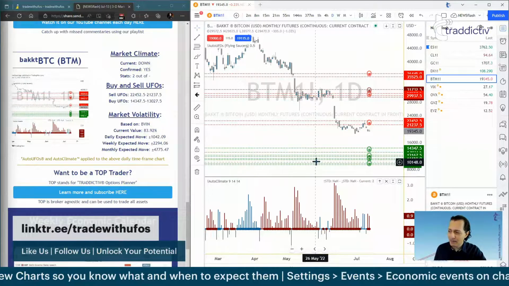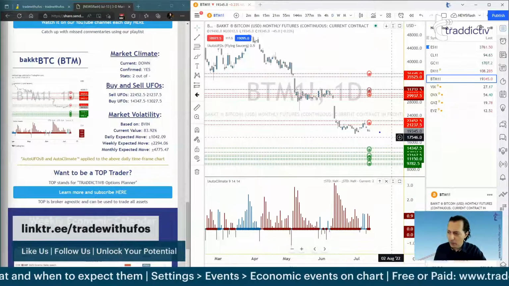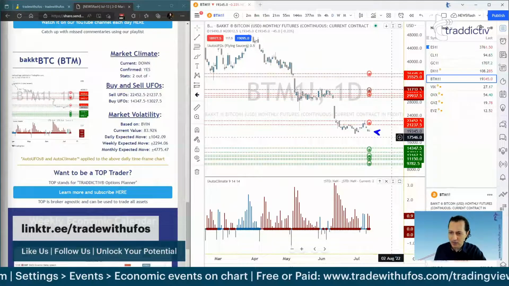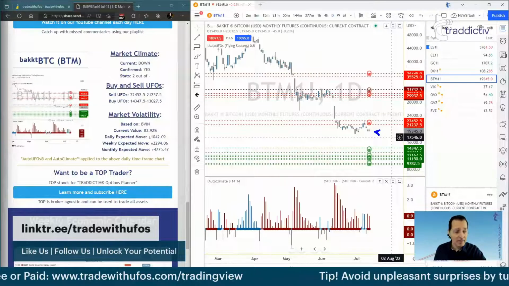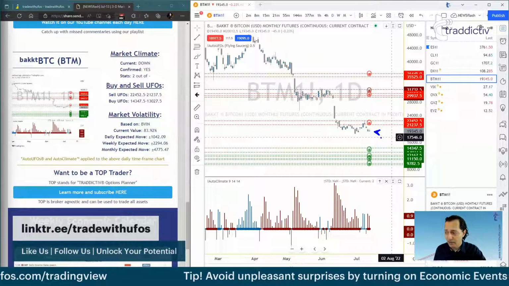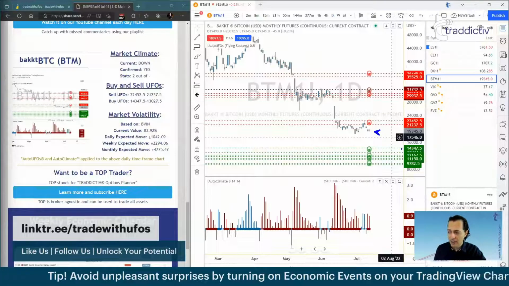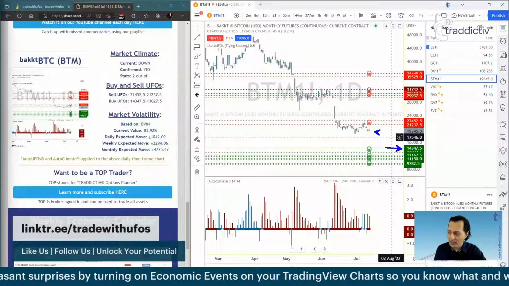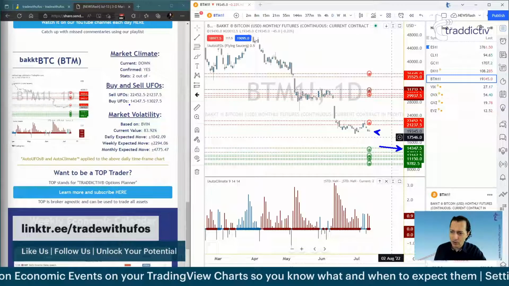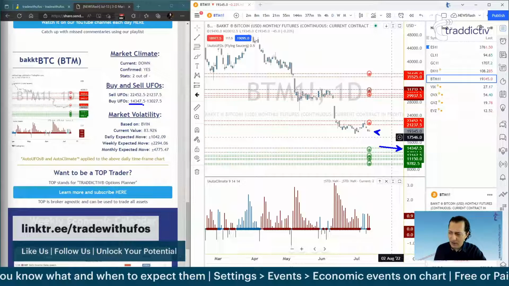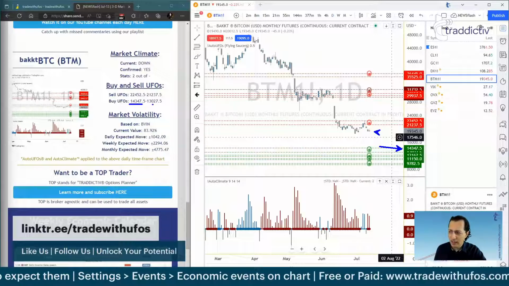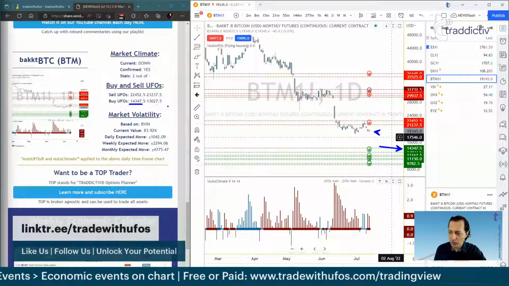So what's happening? Well, the green UFO that was available here yesterday is gone. We had a green UFO here yesterday. It's not visible anymore, meaning those orders have either been filled or canceled based on the technology of the UFOs, which, by the way, is patented. So the next pile of orders to buy is located at 14,347. So certainly it's looking like Bitcoin has room to fall.